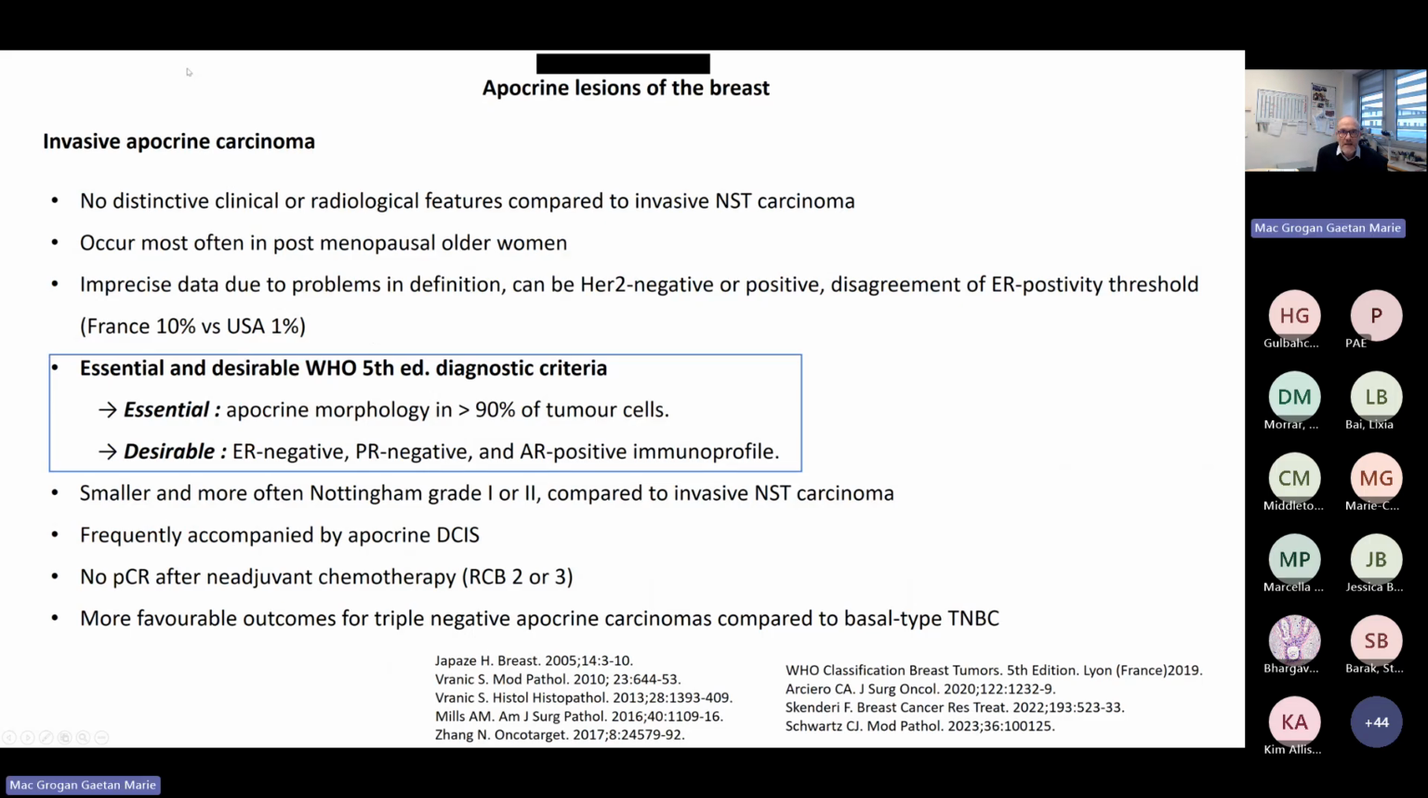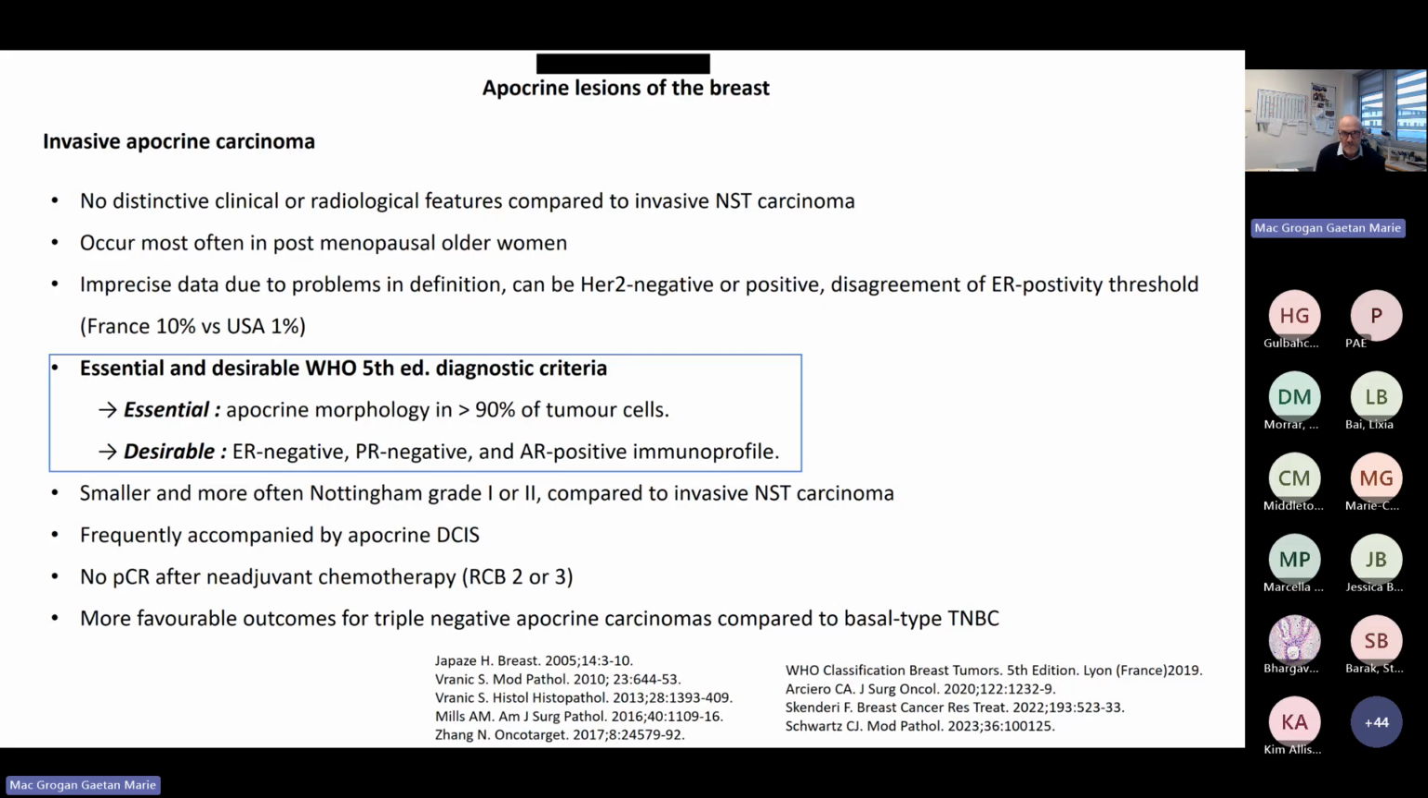There are no distinctive clinical or radiological features for apocrine carcinoma compared to invasive NST carcinoma. They occur most often in postmenopausal older women. The data on invasive apocrine carcinoma are somewhat imprecise. It's due to problems in definition, as I already mentioned. These tumors can also be ER negative or positive, and HER2 negative or positive. And there's also a disagreement on the ER positivity threshold. In France, it's 10%, and in the US, it's 1%. Anyway, the WHO 5th edition gives essential and desirable criteria for making this type of diagnosis.